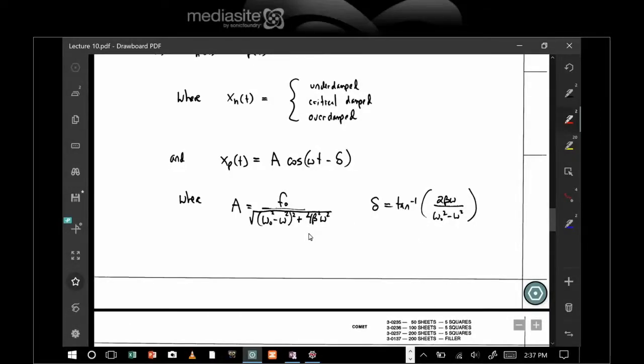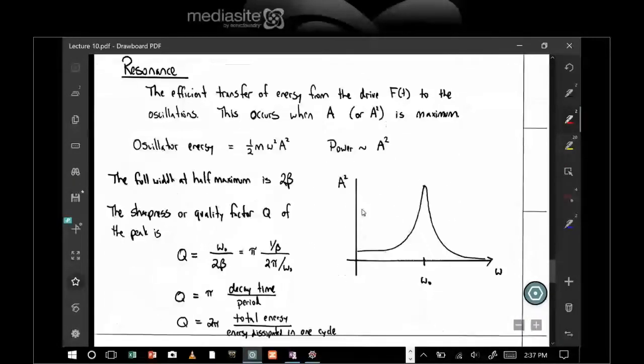Notice what I plot here. I actually don't plot A, I plot A squared. Why do I do that? Well, really, the X depends on A, but the energy of the system, which is potential energy plus kinetic energy, is going to depend on A squared. That's the power delivered or sucked up by the system, which is proportional to A squared.